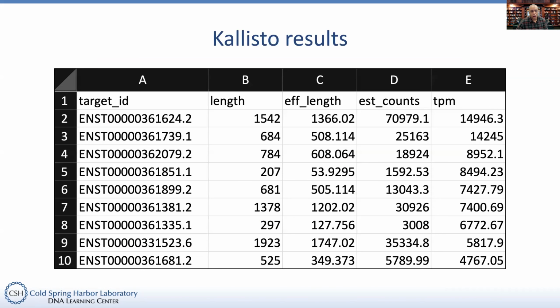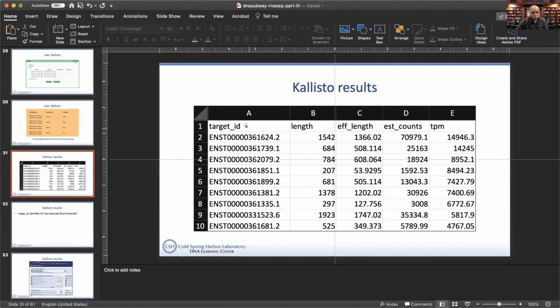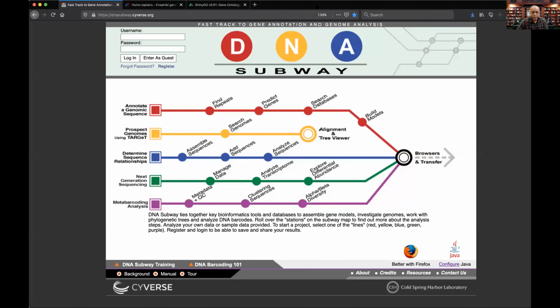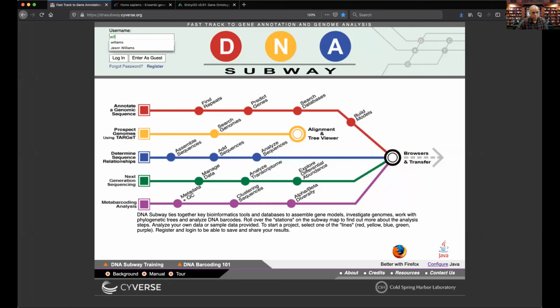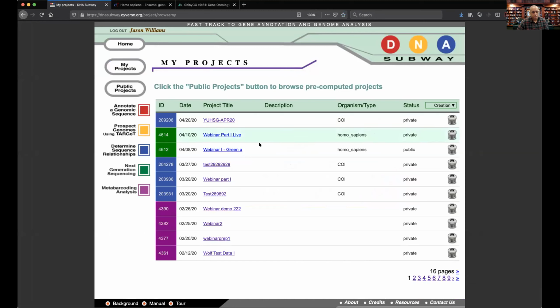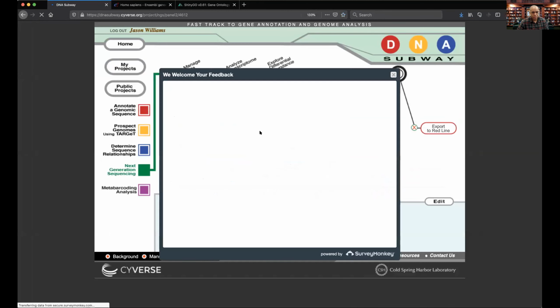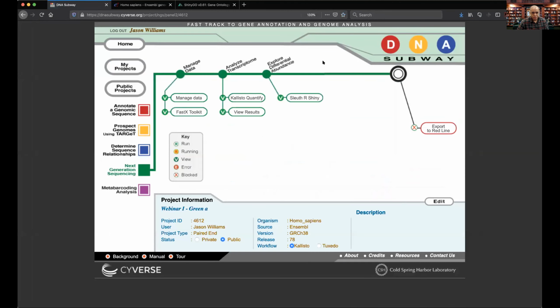So what we need to do now is take a look. We briefly took a look last time, but now let's really go to DNA Subway and make sure we understand what we are looking at. So to do that, I'm going to go ahead and share my DNA Subway screen. Okay, and I'm going to go ahead and log in. Okay, so we are in DNA Subway. I'm going to go to a project that I've now done. I don't need to take the survey.